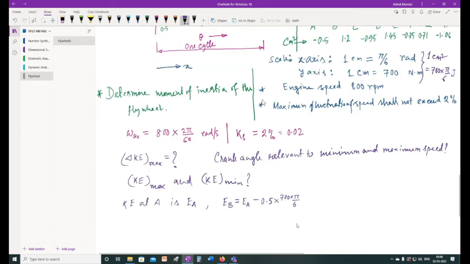Can you do this multiplication? Another way is, let us not multiply this. Just find out in terms of centimeter square. In terms of centimeter square, this is the energy level at EB.